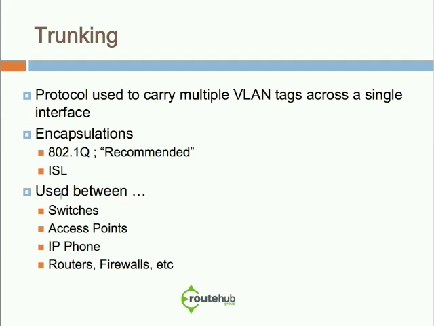And trunking can be used between switches, with access points that we talked about, even with IP phones that could have two different VLANs, one for voice for the IP phones and one for data for like your computer. But trunking can also occur with routers, firewalls, or any other device that supports, for example, 802.1q, since that is an industry-based trunking technology.